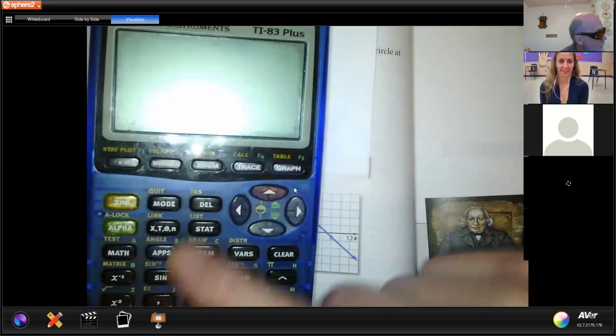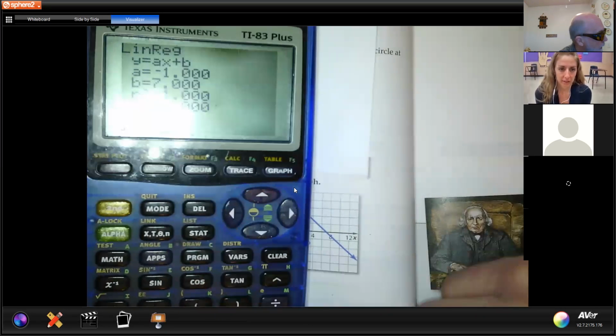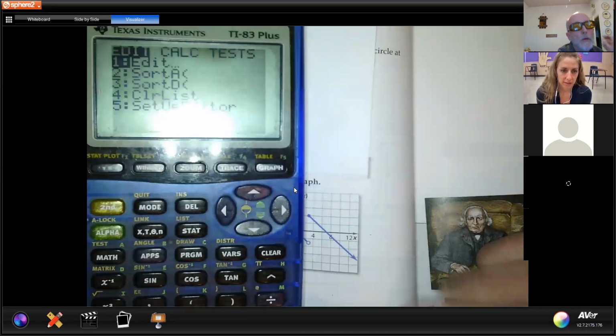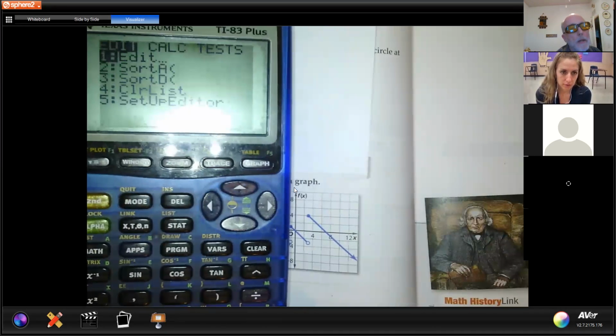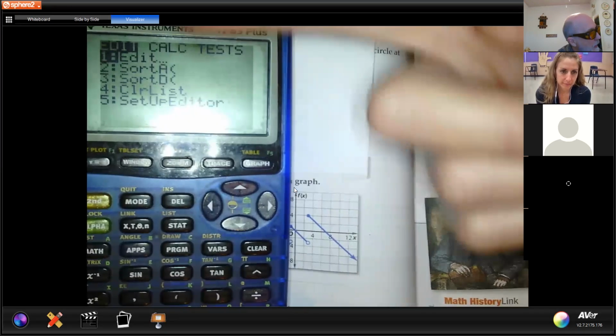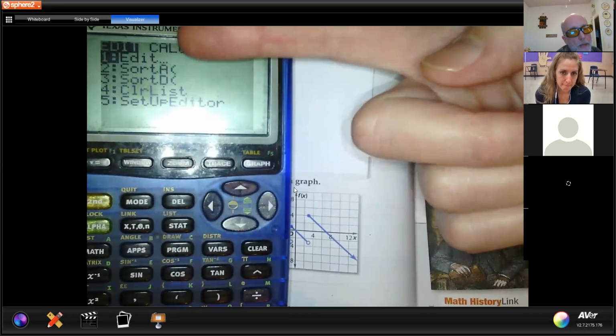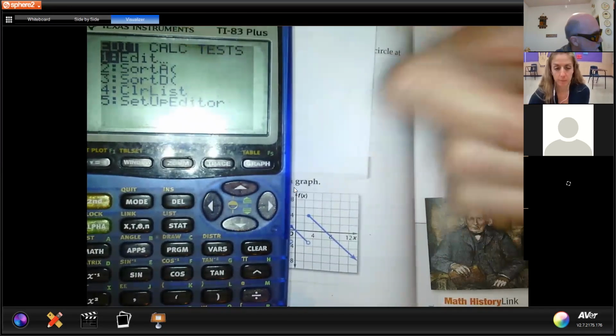But anyway, this is the button I want to push. So I'm going to turn on my calculator and hit the stat button. When I hit the stat button, I get this menu right here. And the first thing on the menu is edit. That's what I want. So I'm going to hit enter.